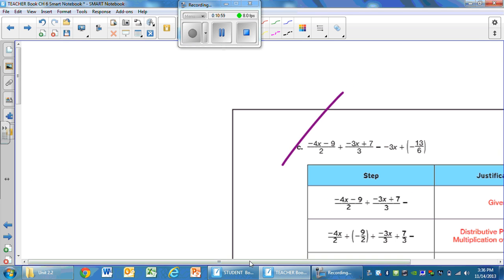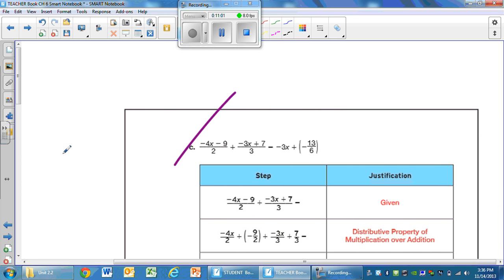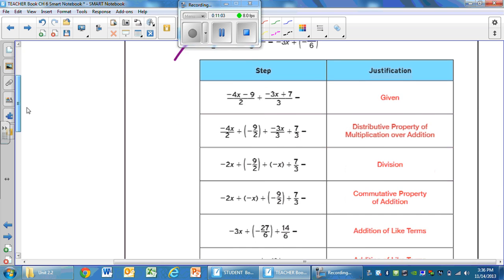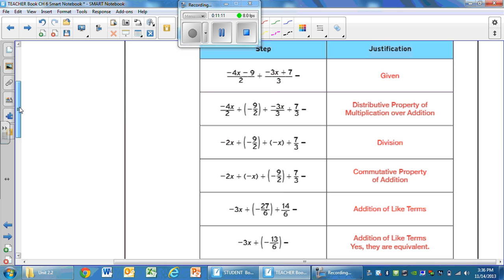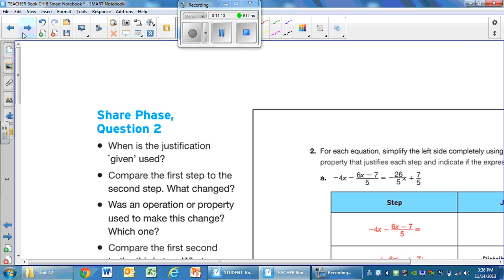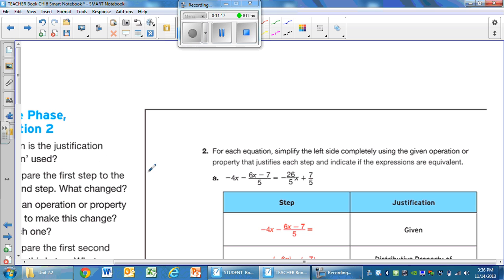Don't worry about doing letter C. If you want to see the answers here, you can look. You don't have to fill out your book, but if you wanted to take a minute and pause it and review and make sure you know the different justifications. So don't worry about letter C. And number 2, we're not going to worry about number 2 either.